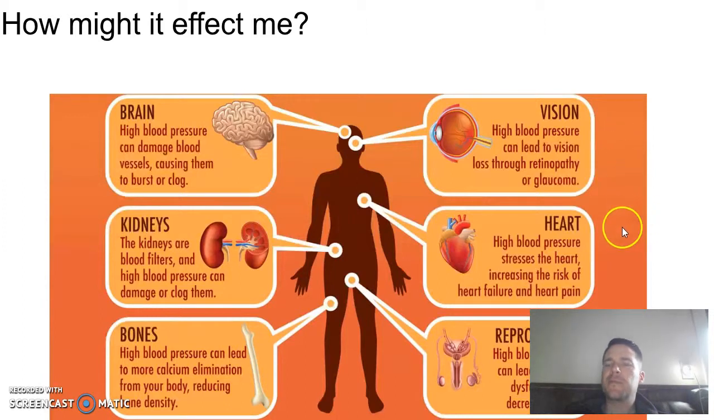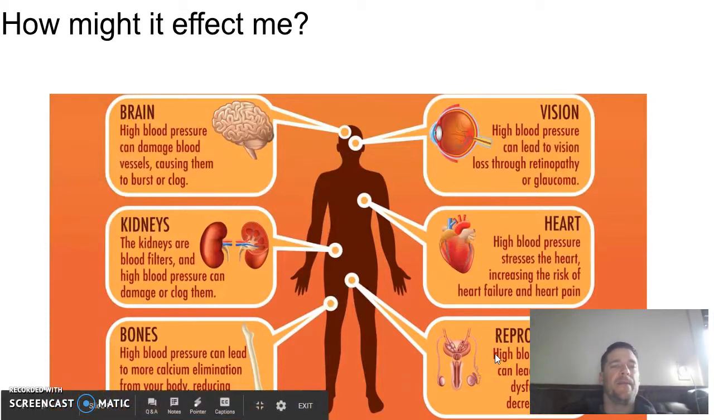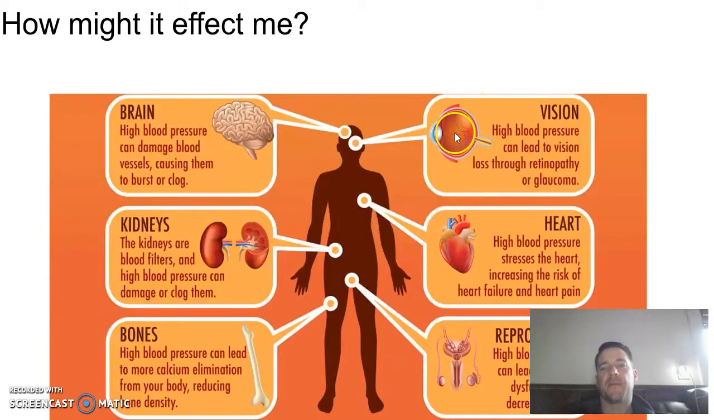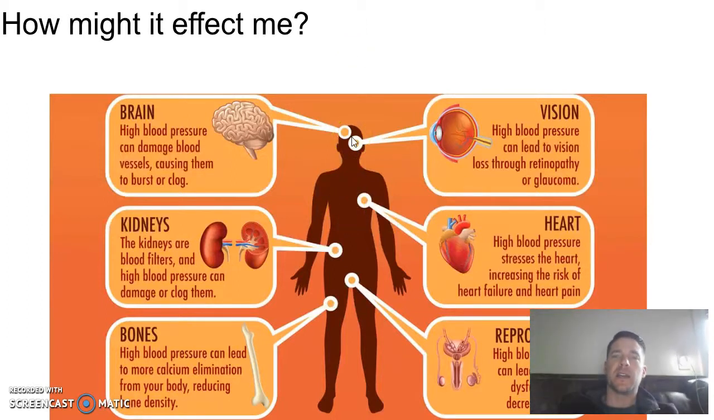High blood pressure obviously stresses the heart, risking heart failure and heart pain. So blood pressure is going to impact the heart as well. You can also run into reproductive issues. These are all areas definitely to be concerned about with blood pressure. Vision, I know, is one thing that people say really can impact them. With that, that is going to be it for blood pressure.